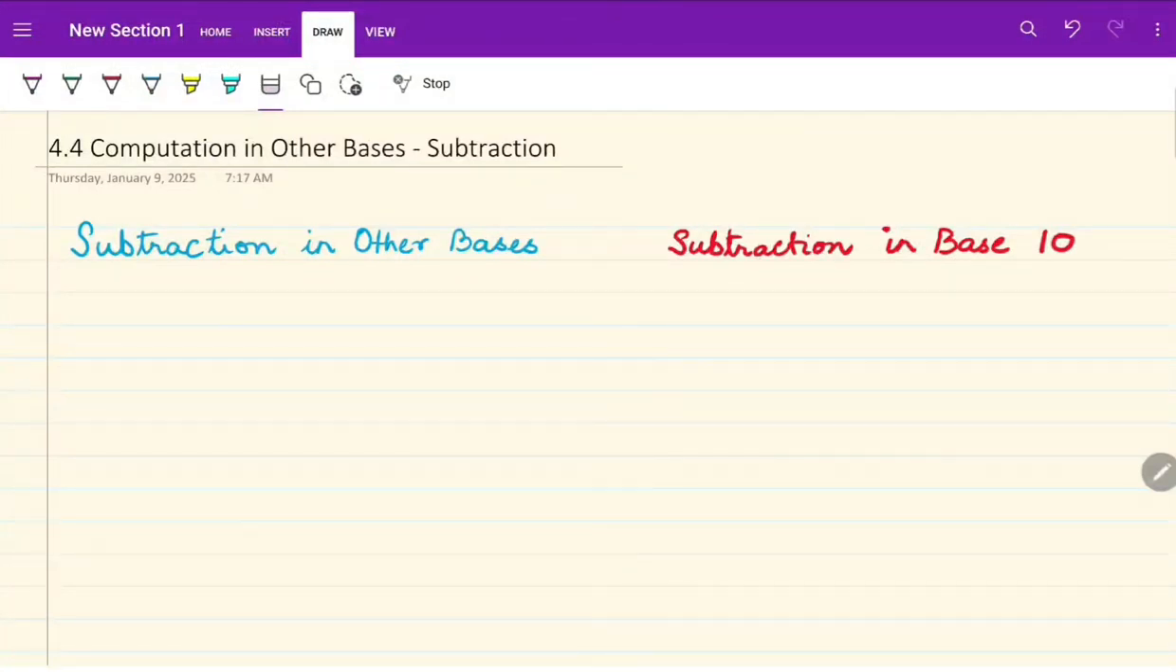Hello everyone. We are now going to learn how to perform subtraction in different bases. But before we go into working on examples in other bases, let's review the process of subtraction in base 10, because we are going to use similar logic when working in other bases as well.